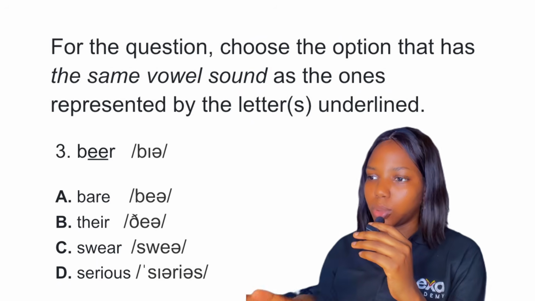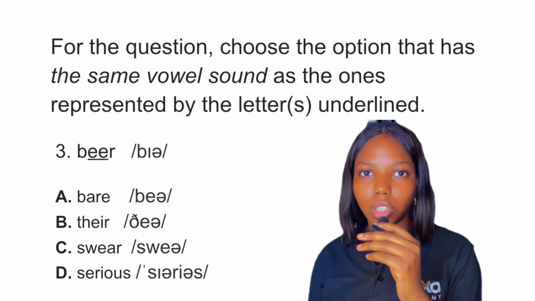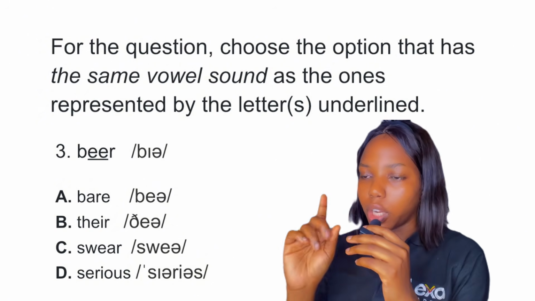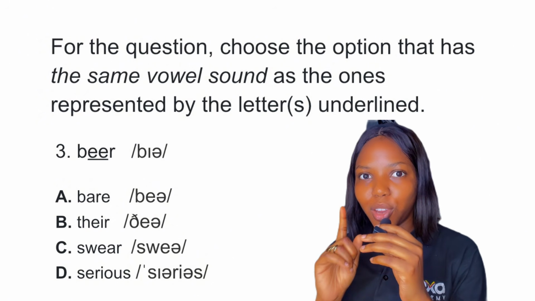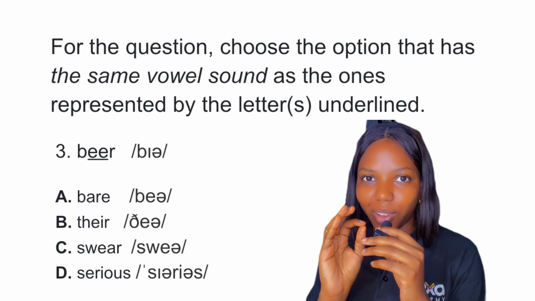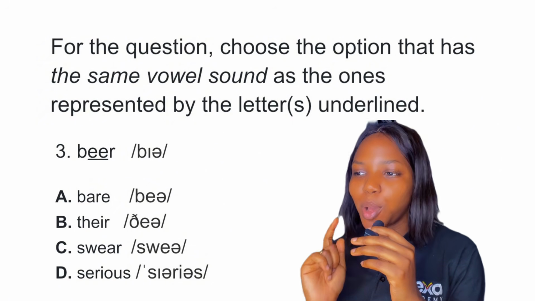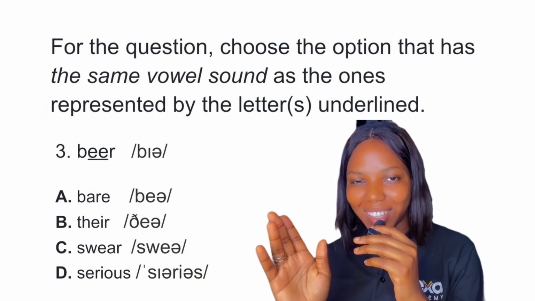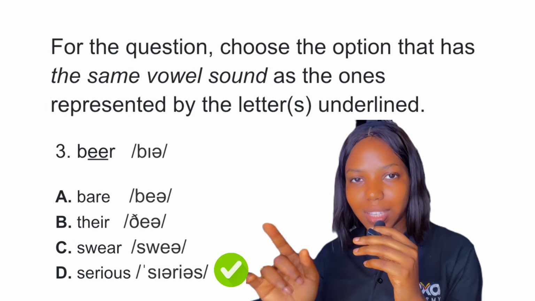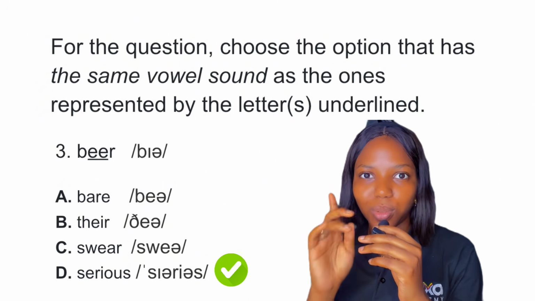Please take note. Okay, so this is a 2025 JAMB past question and the word is beer. Letter E is on the line. This is ear. Okay, ear sound. So we are looking for ear. Option A, we have bear. What we can hear in bear is air. Okay, it is different. We are looking for ear. Option B, there, air as well. Option C is swear, air. Okay, option D, serious, ear. Okay, serious. So it has the ear sound. So option D is the final answer to this question.